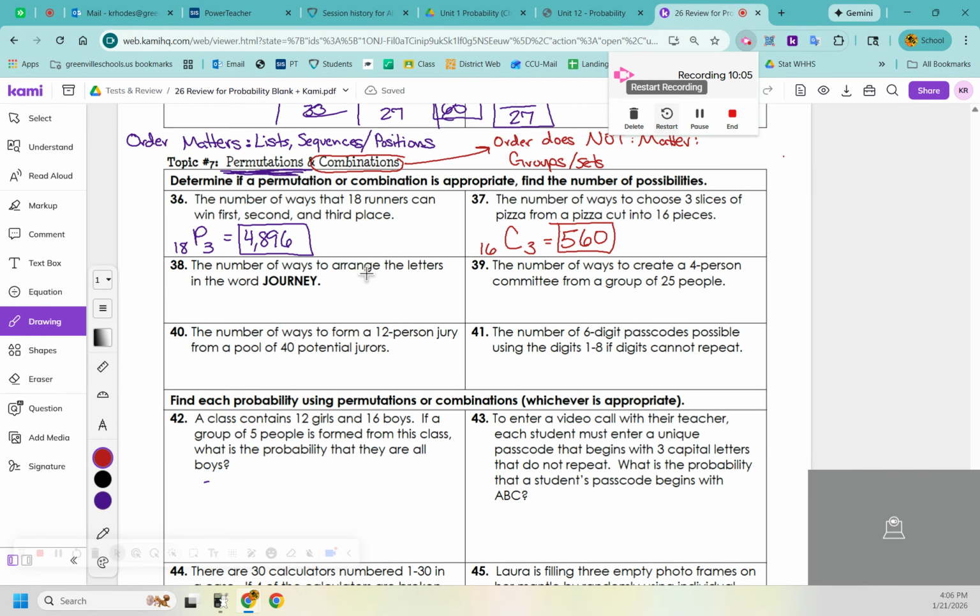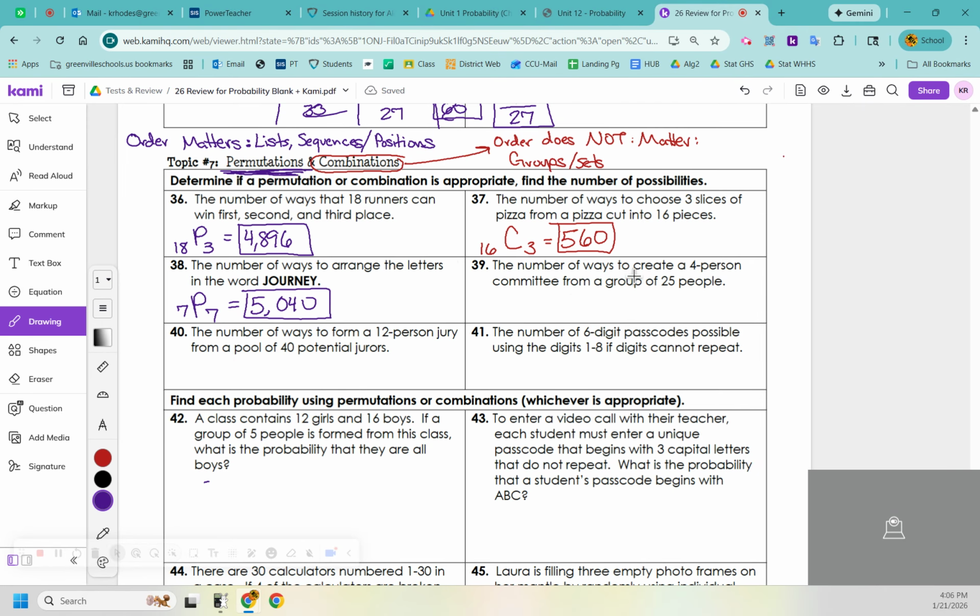The number of ways to arrange the letters in the word journey, well, that would matter because if I put J-O or O-J, that order matters. There are 1, 2, 3, 4, 5, 6, 7 letters in journey, and we need to pick all 7 of them because we're going to rearrange them. So this will be 7 times 6 times 5 times 4 times 3 times 2 times 1, or 5,040.